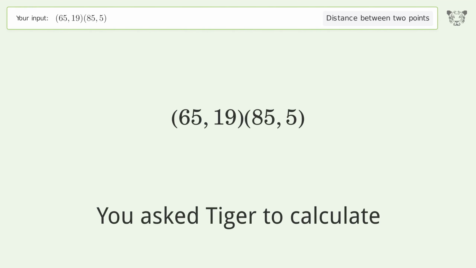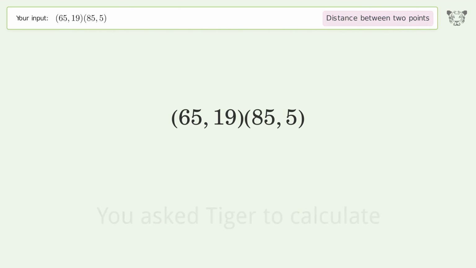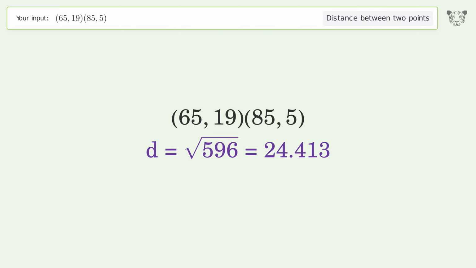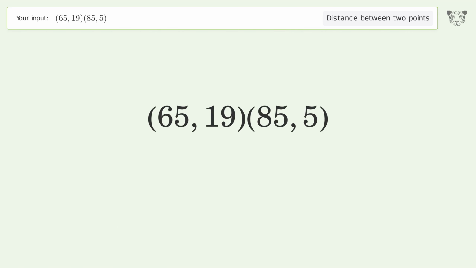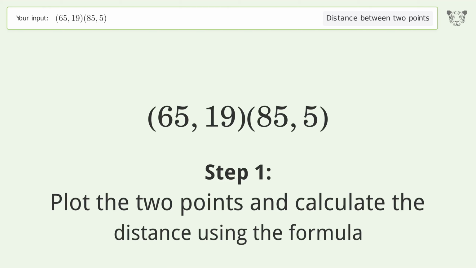You ask Tiger to calculate. This deals with the distance between 2 points. The distance between the 2 points is the square root of 596, or 24.413. Let's solve it step by step. Plot the 2 points and calculate the distance using the formula.